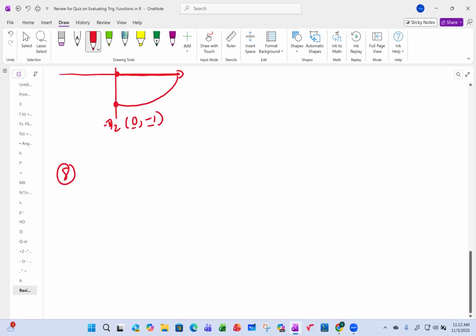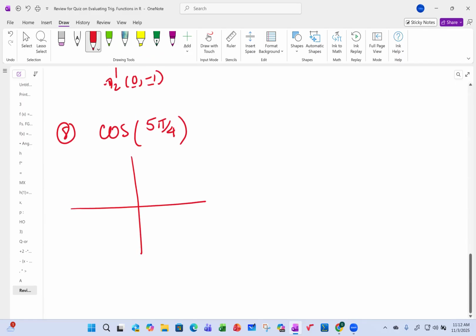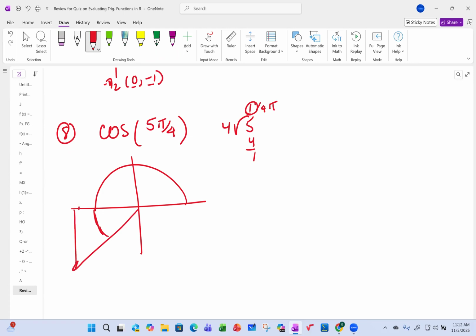Number 8, let's do here the cosine of 5 pi over 4. So 5 is bigger than 4, so 4 goes into 5 once, and it's 1 1/4 pi. So then this is 1 pi, and a quarter more puts me here. And now this is my reference angle because I'm dividing by 4. And as soon as it's pi over 4, it's 1, 1, and root 2. But these are the signs. Cosine is the x over the r. X is -1, and r is root 2.